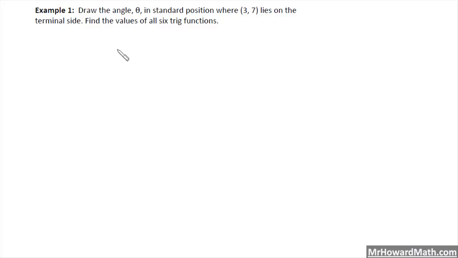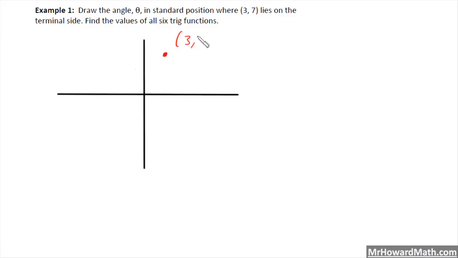So example 1 here. Draw the angle theta in standard position where (3, 7) lies on the terminal side. Find the values of all 6 trig functions. So our vocabulary is important here. We have to understand what that's telling us. So if we have the point (3, 7), about right there, label that (3, 7) on our terminal side, then that means it's in the first quadrant here, has to be.